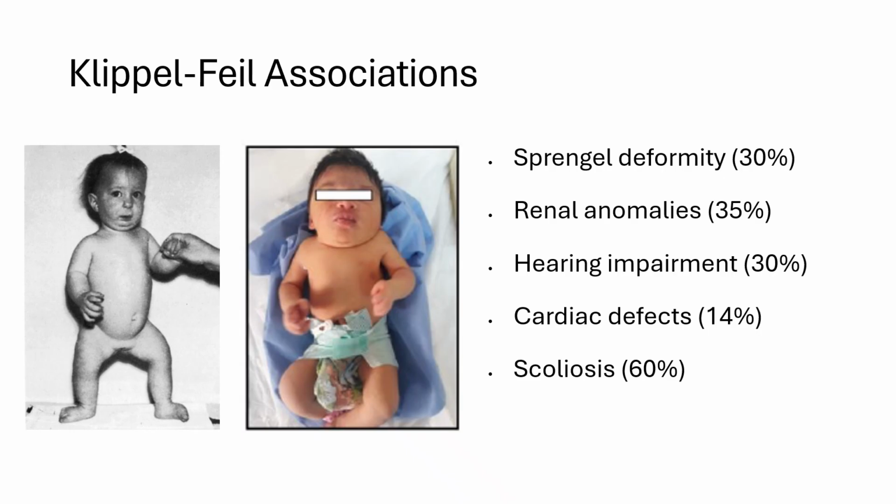These abnormalities can range from minor variants to significant functional impairment, and early detection allows for appropriate monitoring and intervention when necessary. The high incidence reflects the close developmental relationship between the axial skeleton and the genitourinary system during early embryogenesis. Hearing impairment occurs in 30% of cases, often due to middle ear abnormalities or sensorineural hearing loss.